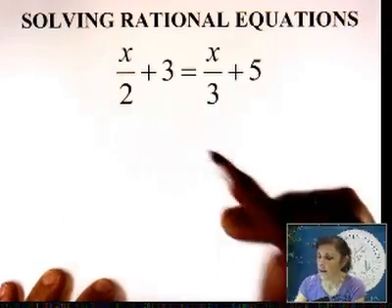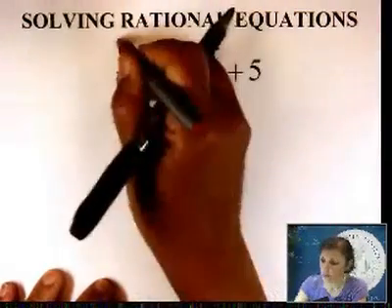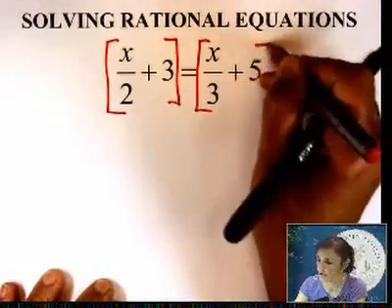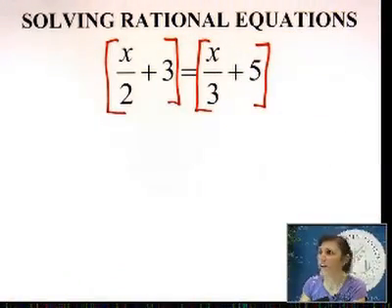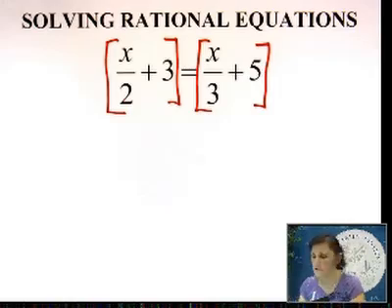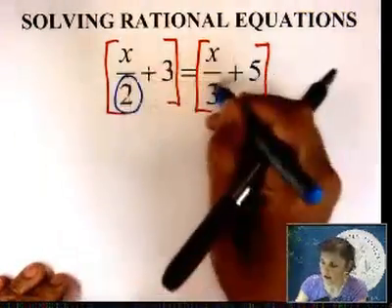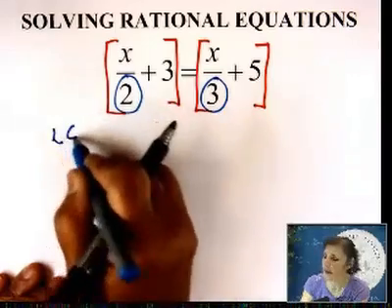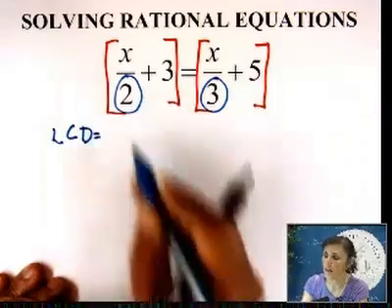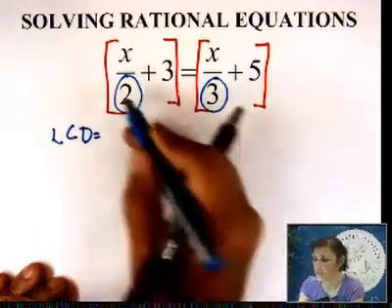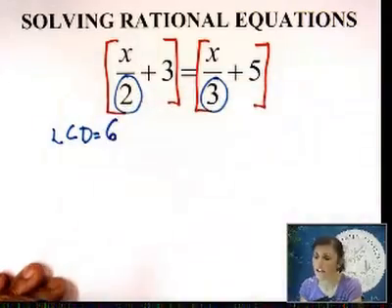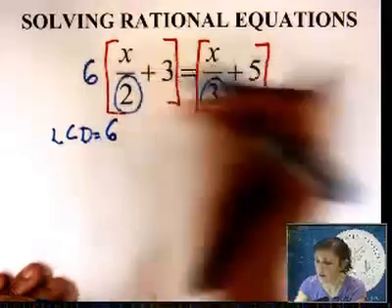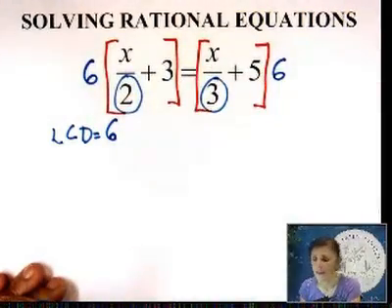operations to do that. The first thing you do when you see fractions, put brackets around the left and the right side of your equation. Then you look at all the denominators involved, and find the lowest common multiple or lowest common denominator of all the denominators involved. In this case, 2, 3. Lowest common denominator is 6. What you do, you put 6 on the left and 6 on the right and multiply.